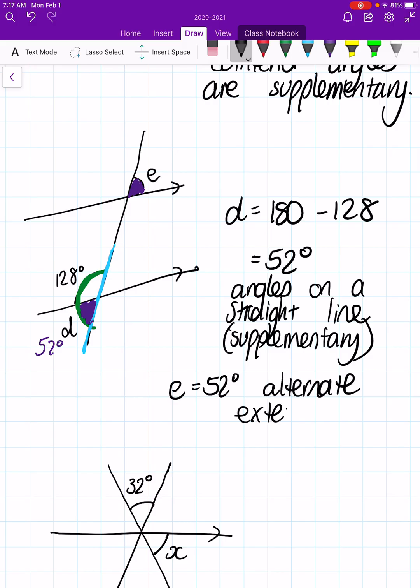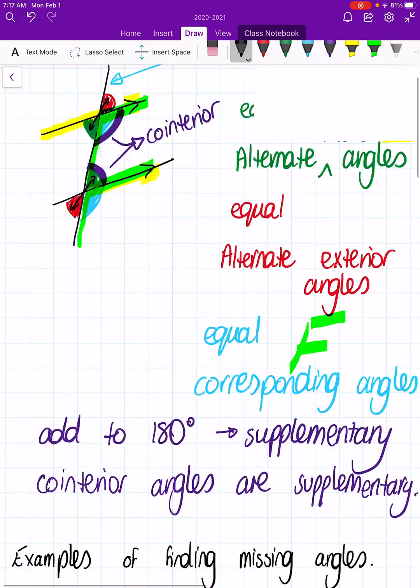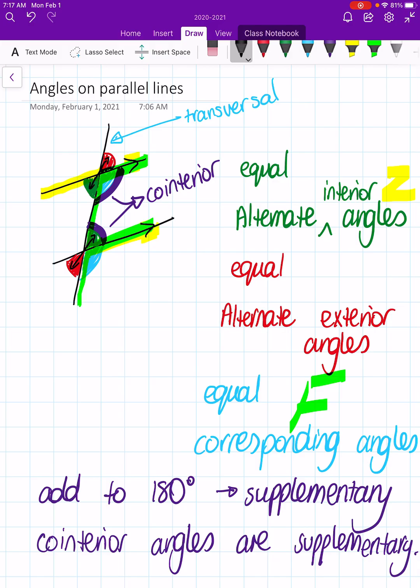Let me just remind you of what that looks like on the diagram we did right at the beginning. So first of all, we looked at these alternate angles, the green ones, okay? And then we looked at the red ones, which are on the opposite side of the green ones, and we said those are also going to be equal, which are our alternate exterior angles.